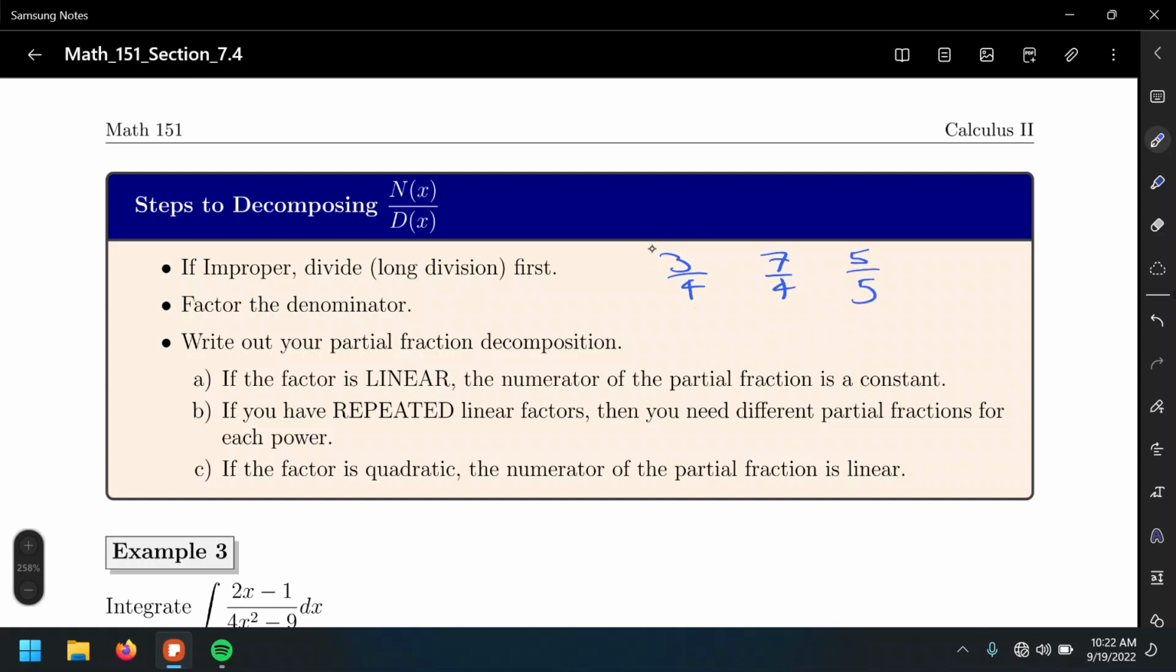Okay, 3/4. Proper or improper? Proper. 7/4. Proper or improper? Improper. And how do we know between proper and improper? So proper when the numerator is smaller than the denominator, and improper when the numerator is the same or larger than the denominator. So that's why this one is improper.